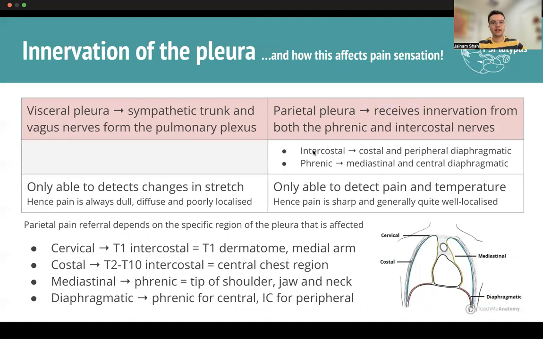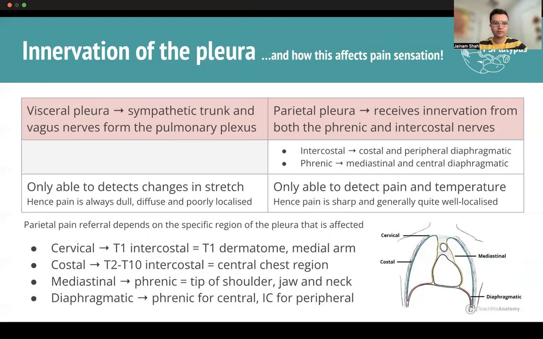The innervation of the pleura is quite unique just because it's not going to be consistent between the visceral and parietal pleura. And this actually affects how we sense pain in each of these pleura. So the visceral pleura is innervated by the sympathetic trunk and the vagus nerves, which we call the pulmonary plexus. The parietal pleura receives innervation from both the phrenic and intercostal nerves.